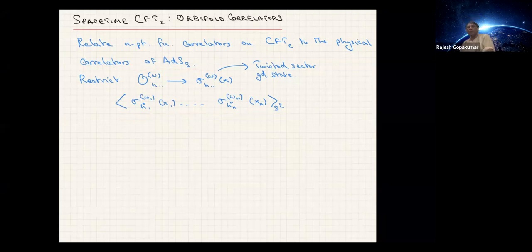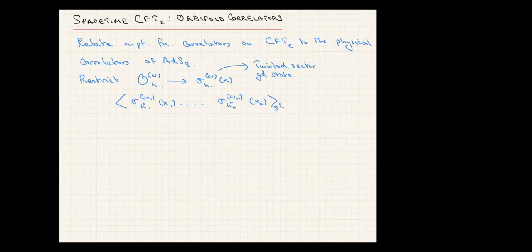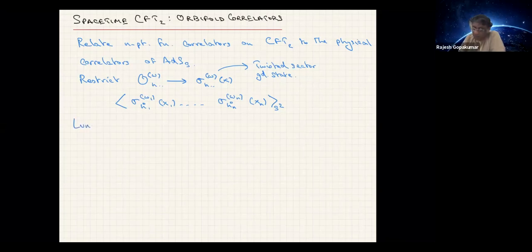We will do that without actually computing, but there's a broad general method of computation which will be important, which is due to Lunin and Mathur, which I will now try to recap. This is something perhaps many of you are familiar with in other contexts, like in the replica trick and so on. So there's this Lunin-Mathur observation: what they observe is that you can compute this correlator by going to a covering space.